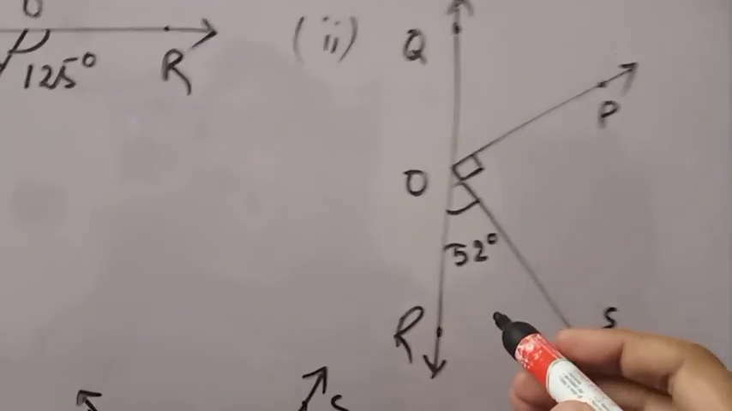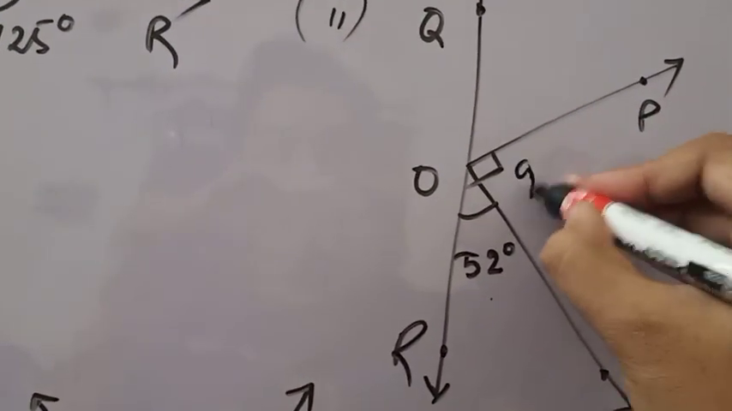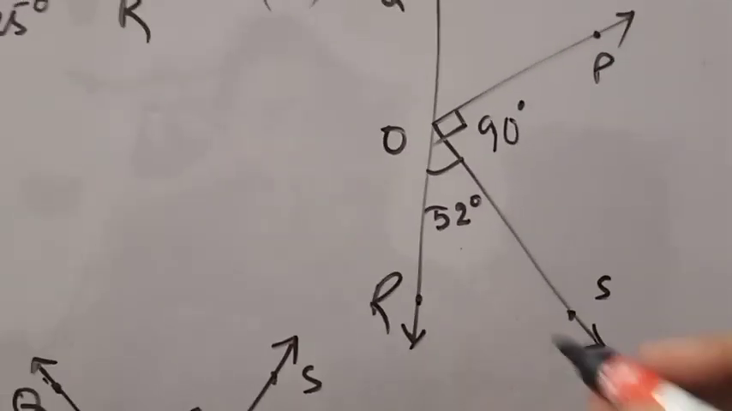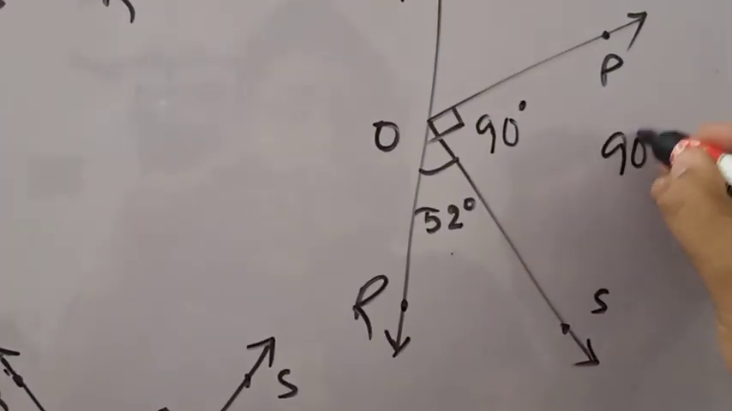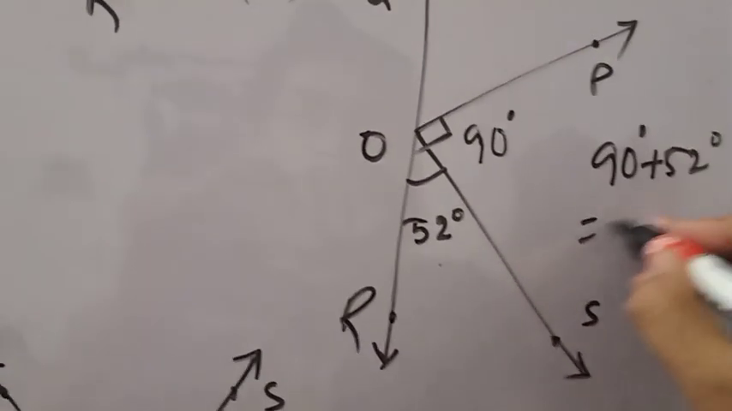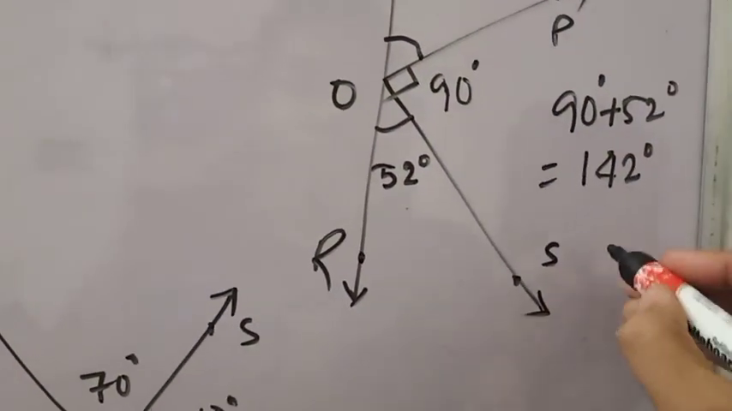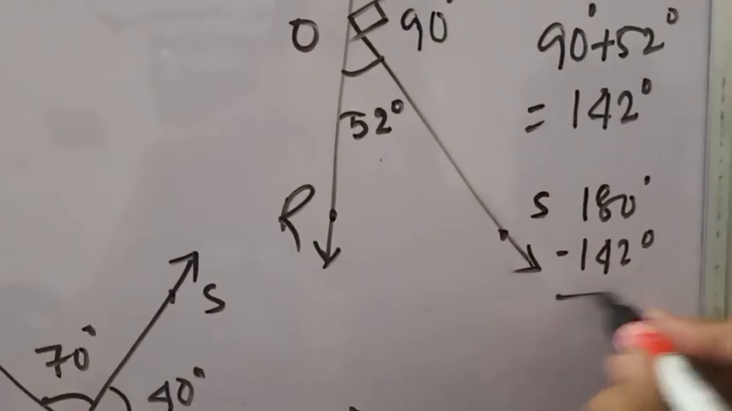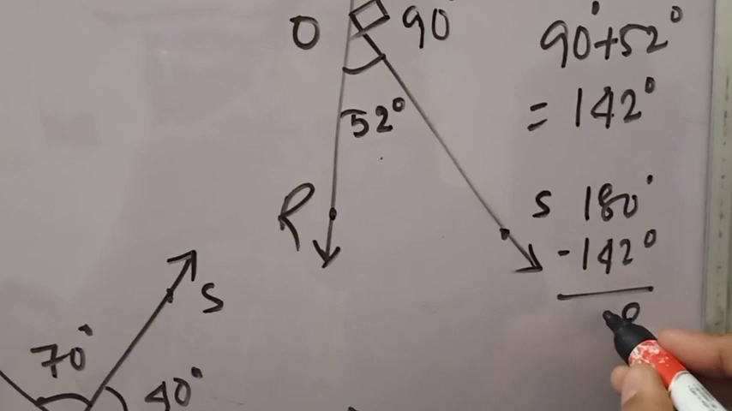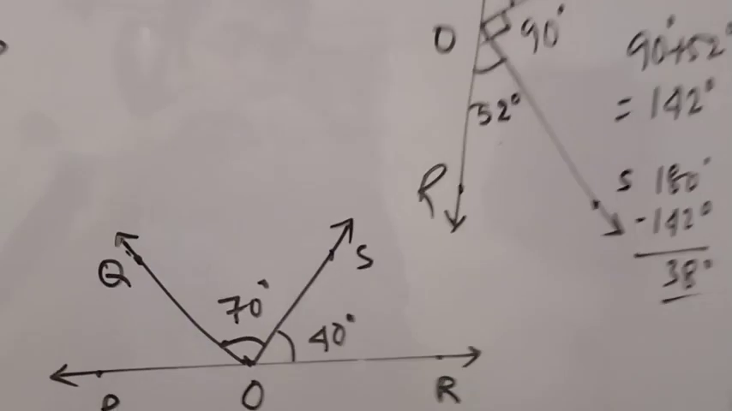Next one, see that only one angle is given, 52, and one sign is given. This sign means this is 90 degrees, perpendicular. So 90 degrees plus 52 degrees, that means 142 degrees. So these two angles sum to 142. You have to subtract from 180. So 180 minus 142 degrees, that means 38 degrees. So this angle is 38 degrees.